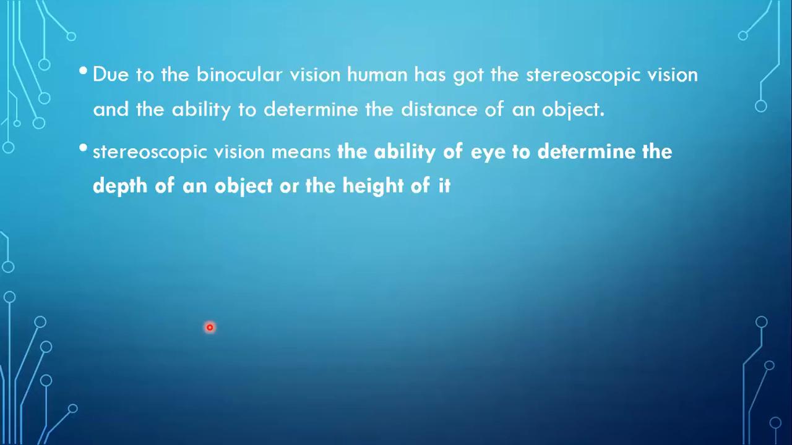Stereoscopic vision means the ability of the eye to determine the depth of an object or the height of it. Ability to determine the depth of an object or the height of the object.